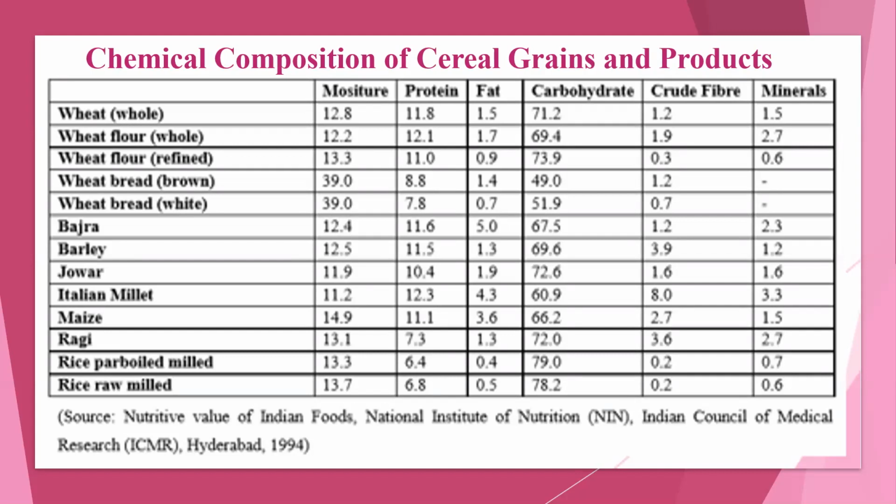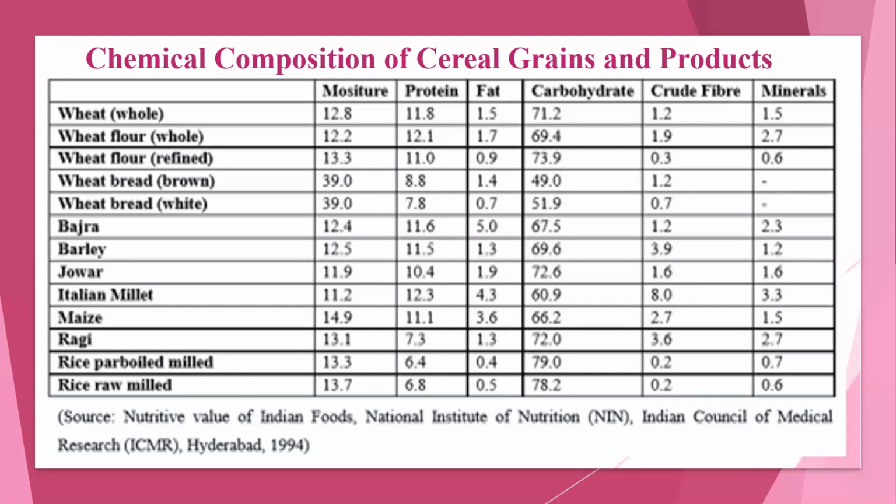Carbohydrate content ranges from 49% in brown wheat bread to 79% in milled parboiled rice. That is the maximum amount. Whereas crude fiber level ranges from 0.2% in milled raw rice as well as milled parboiled rice to 3.6% in ragi. Ragi is a very rich source of crude fiber.